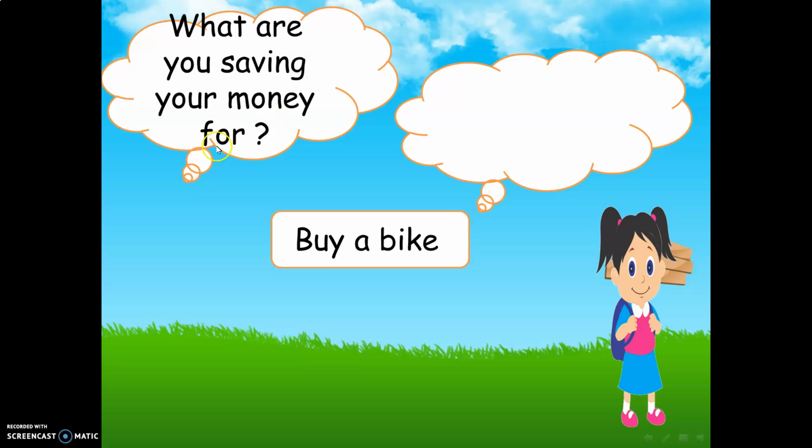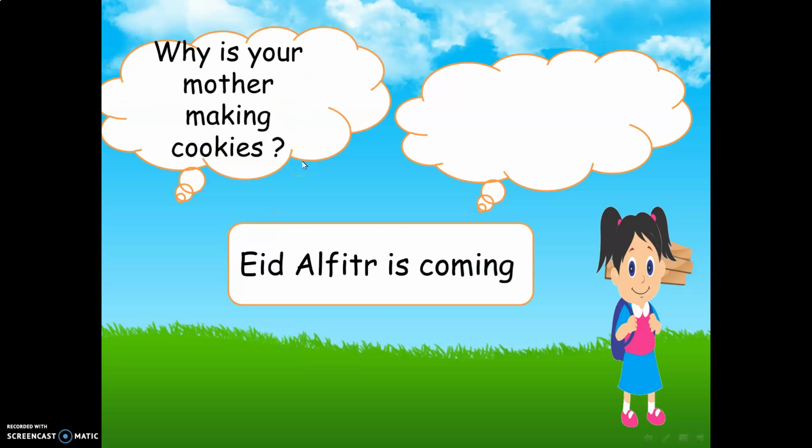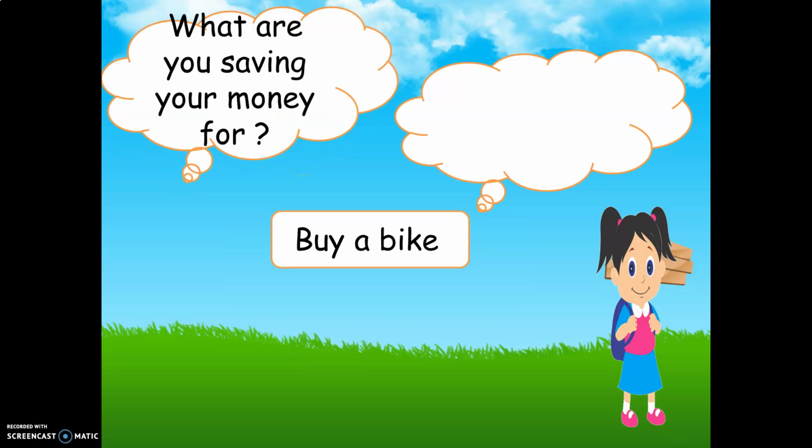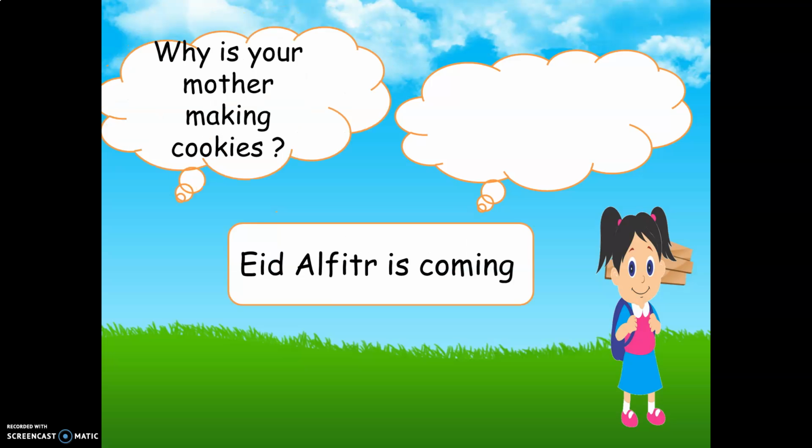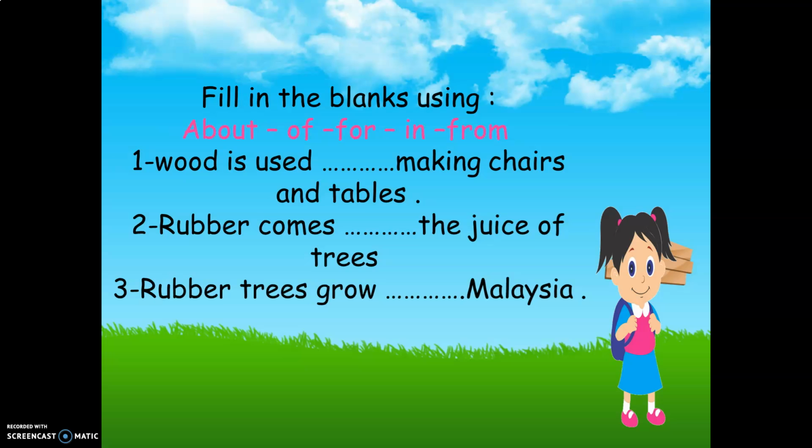What are you saving your money for? Because I want to buy a bike. What's your mother making? Why is your mother making cookies? Because of Eid al-Fitr. Because Eid al-Fitr is coming. Then, girls, we will do this exercise together in my virtual class, girls.